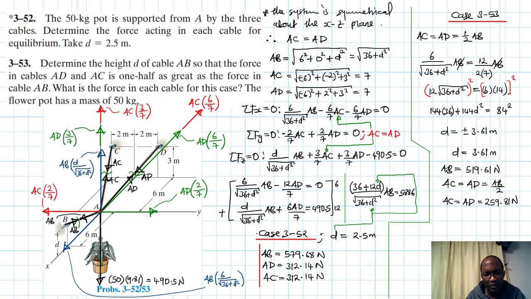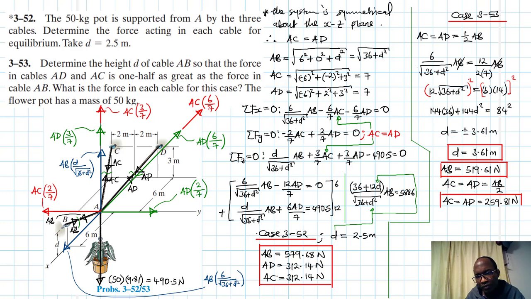So we have all the forces in the three cables, okay, and then we have D, in the second case, given that the force in cables AD and AC is 1/2 as great as the force in cable AB, and then we calculated the force AB, which was this one here, and then AC and AD we have also calculated, since we are saying it is 1/2 that in AB.